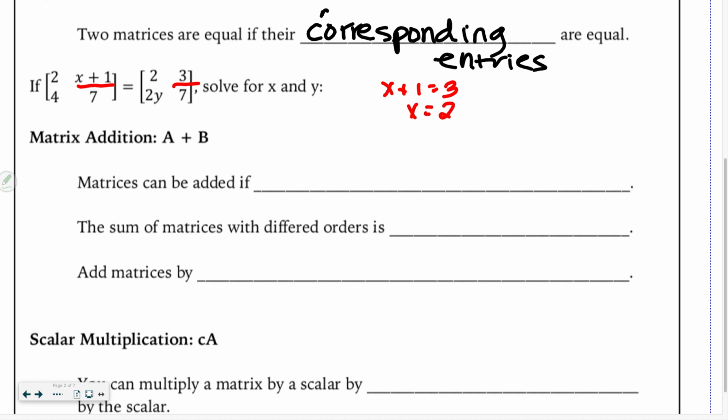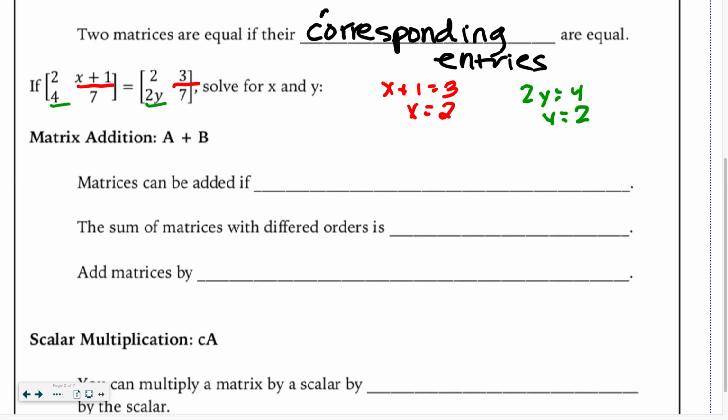And same process for y. Y is second row, first column. Therefore, it equals second row, first column in the other matrix. 2y equals 4. Y is also 2. Now, in this example, I won't write my answer as an ordered pair because it's not representing a system of equations. It's just two unknowns. Later on, whenever we're doing systems, we'll have ordered pairs, ordered triples. It wouldn't bother me if we wrote it as an ordered pair, but it's not really an ordered pair.